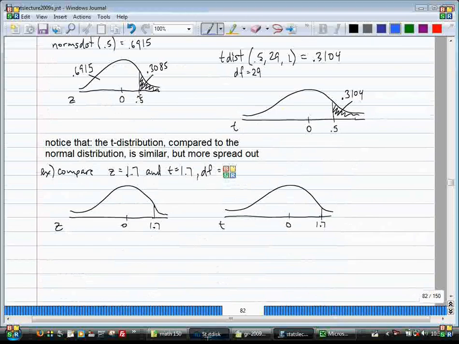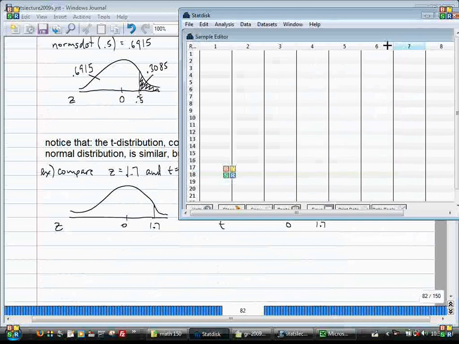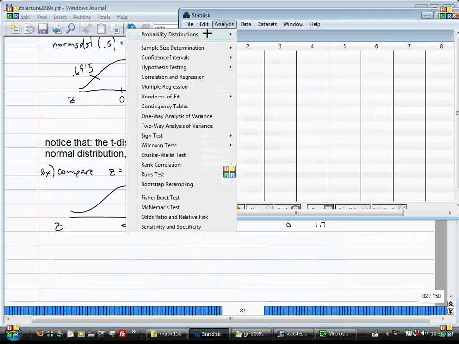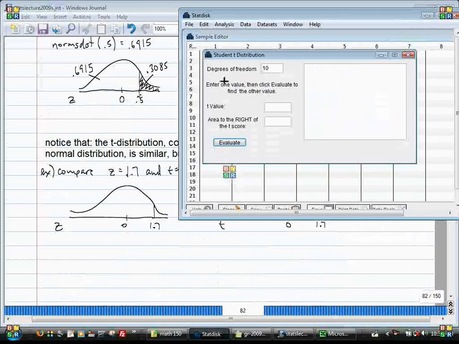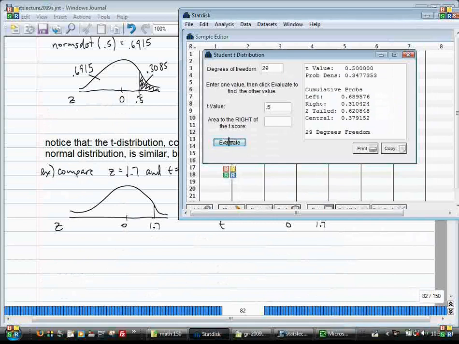So now let me show you how to do this using StatDisk. Go to Analysis, Distribution. Now which distribution do we want? Student t-distribution. Notice that you have to put in the degrees of freedom. Don't forget to change it. Then the t-value, well, the one we were just working with was 0.5. And then you click Evaluate. There you go. It tells you again area to the left, area to the right, two tails, and central. So it tells you all the things that we now realize we might need.